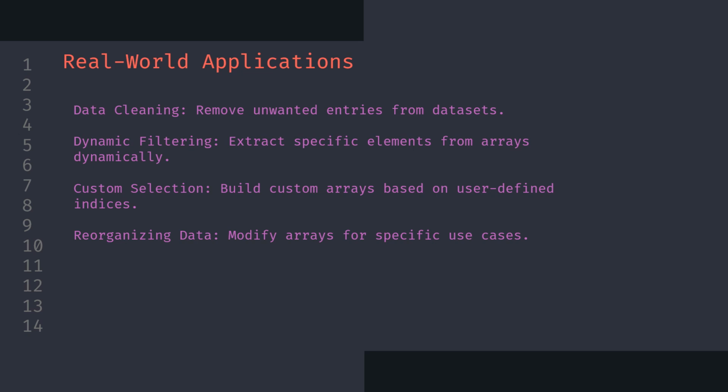This functionality has various practical applications. It can be used for data cleaning, where unwanted entries are removed from datasets. Dynamic filtering allows you to extract specific elements based on user input or criteria. It also enables custom selection of array elements, which is useful for reorganizing data. Whether you're processing large datasets or handling dynamic user input, this technique is incredibly versatile.